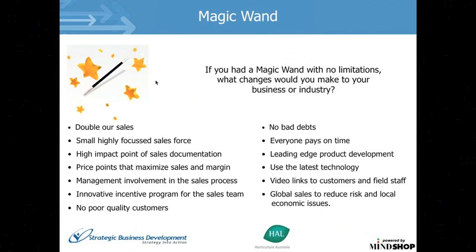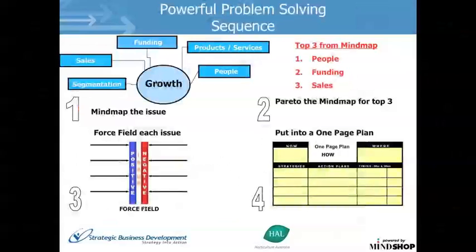If I do a magic wand with you, I look at the flip side of all these points, saying that you've got plenty of bad debts. Not everybody's paying on time. Your sales are too low. We probably need a lot more sales. Your small, highly focused sales force means you've probably got a large, unfocused sales force or no sales force. Those sort of things. So that's a very simple problem-solving tool. It's a good one just to get people's heads in the room. Also a good one just to do a brain dump of all the stuff that's really getting to you.